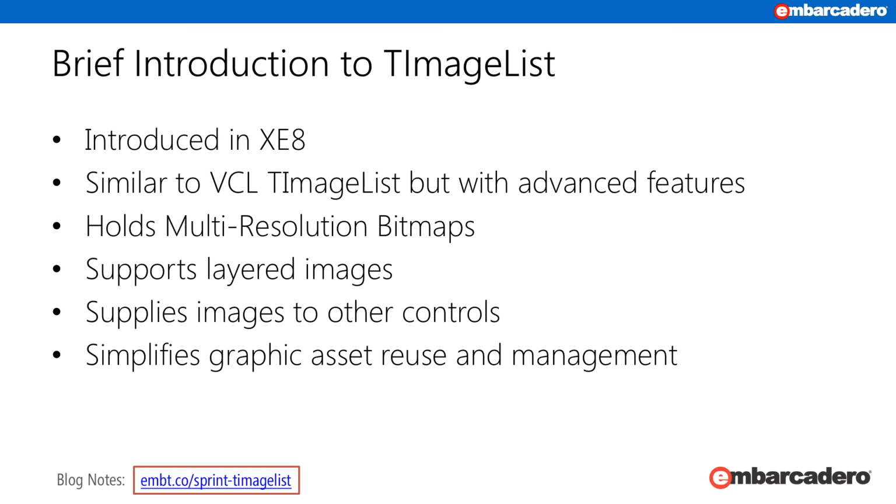The TImageList was introduced in XE8. It's really similar to the VCL TImageList, but actually has a number of advanced features which we'll take a look at. One big difference, though, is it holds multi-resolution bitmaps instead of the single-resolution bitmaps like were used in VCL. The reason for the multi-resolution bitmaps is multi-device application development. Some devices have different screen densities, and so you need to have different density versions of your bitmap in order to accommodate those different screens and achieve the best images on those screens.